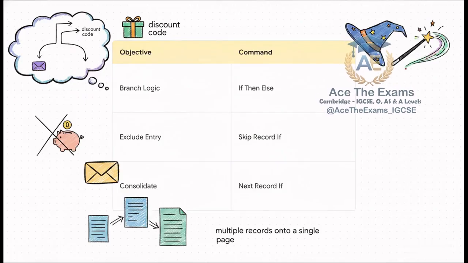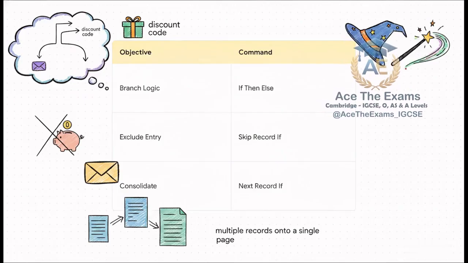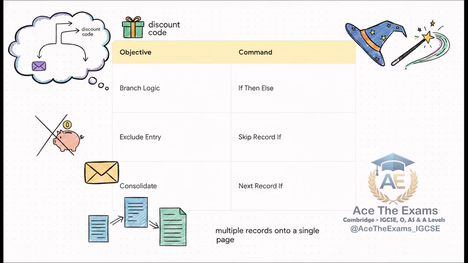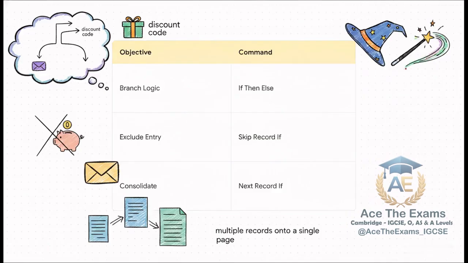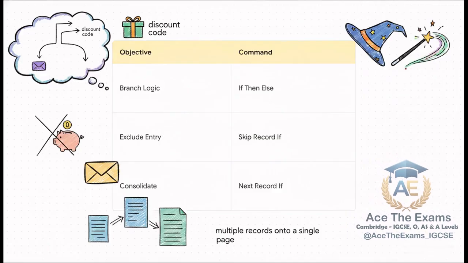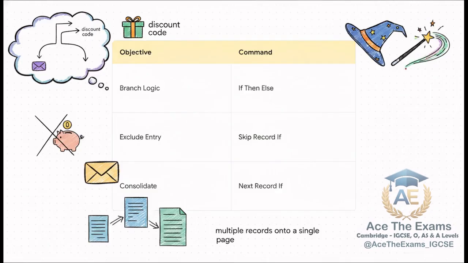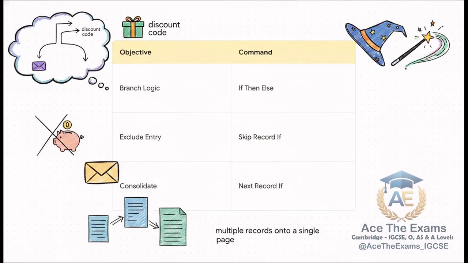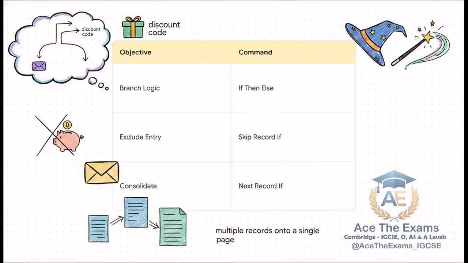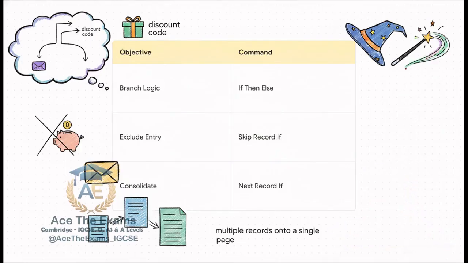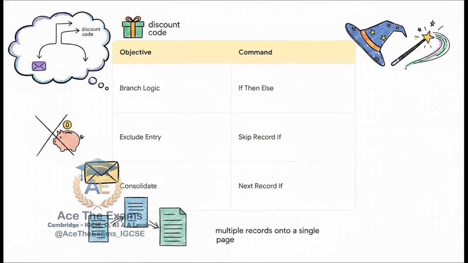But what if the scenario explicitly states to not generate a letter at all, like don't even print it, for customers with a zero account balance? That is your absolute clear-cut cue to cast skip record if. And if you need to consolidate multiple different records onto a single page or label under certain conditions, you're invoking next record if. The examiners purposely design these scenarios to test your connected conceptual understanding. They are begging to see you apply the right tool to completely unfamiliar contexts.